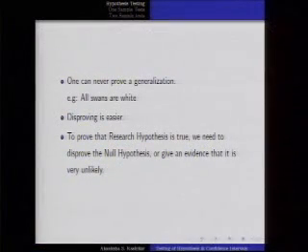And now, why do we do such tests? The thing is, one can never prove a generalization. For example, suppose I want to prove that all swans are white. How do I prove this? I'll have to see each and every swan in this world and then record that it is white and so on.